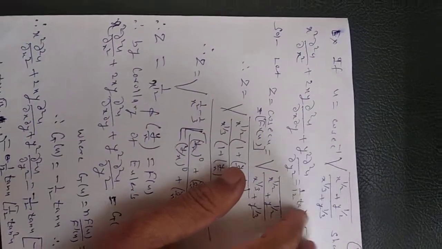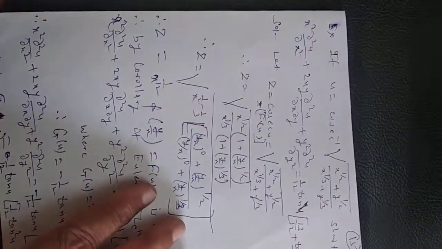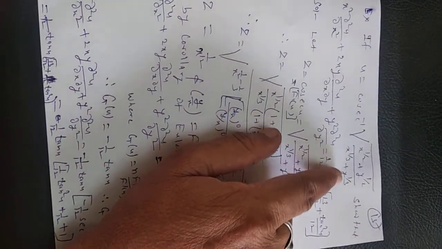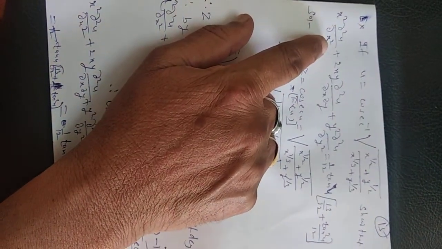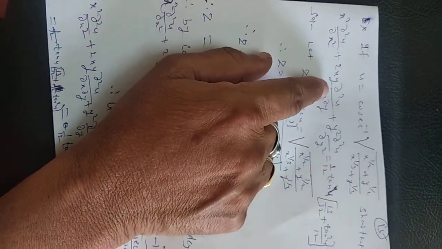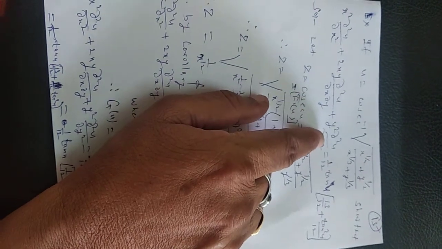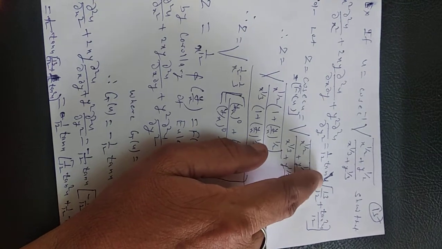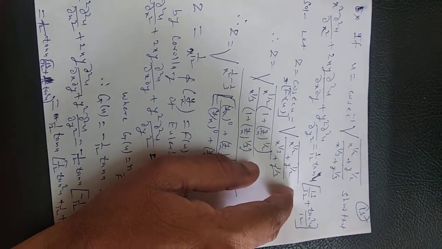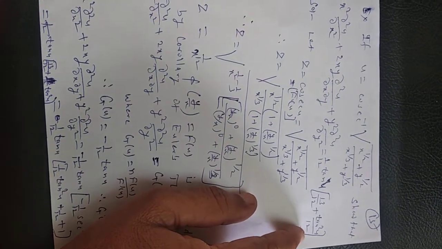The next example is like this. If u equals cosec inverse of the given function, show by Euler's theorem that x square ∂²u/∂x² plus 2xy ∂²u/∂x∂y plus y square ∂²u/∂y² is equal to 1/12 tan u into (13/12 plus tan square u/12).